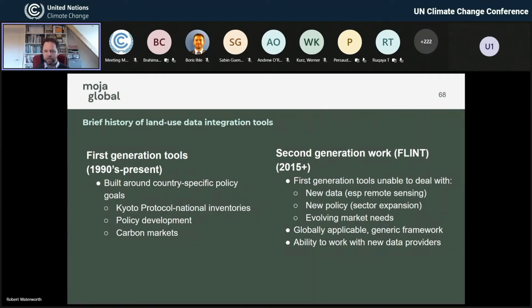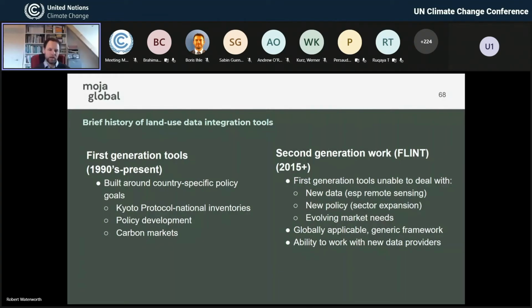So FLINT in Australia, the key country-specific policy goal at the time was deforestation and reforestation. The tool was designed specifically to deal with those issues. It could deal with forestry, it could deal with crops, but at the time it wasn't designed for that. And so it had a really specific need. In Canada, the policy need was mainly around forestry, forest harvesting, fires and pests. And that really is what drove that system.